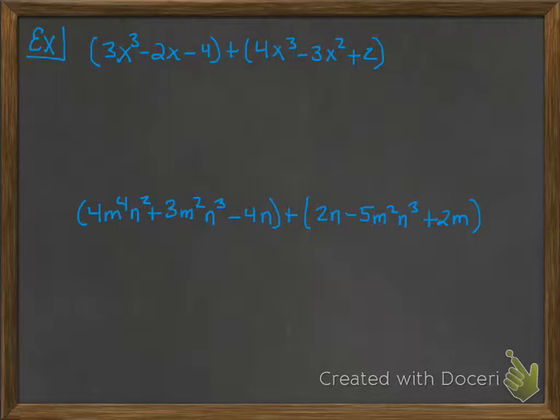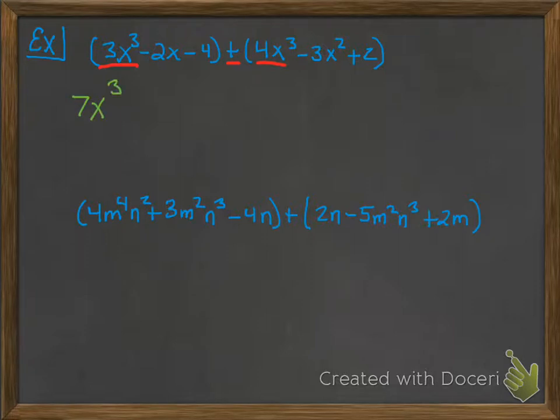And then here we're doing kind of like what I did in the first problem, but taking it apart a little bit. So again, I have a plus there. So I'm adding both of these together. So I'm going to go through and find my like terms. So first I have 3x cubed and 4x cubed. So I'm going to add, and I get 7x cubed.